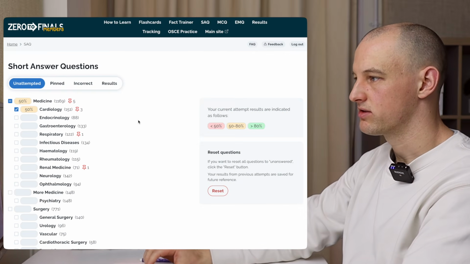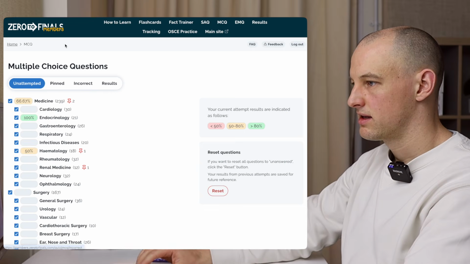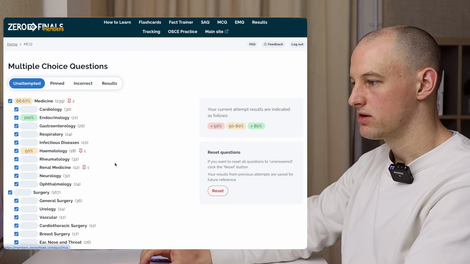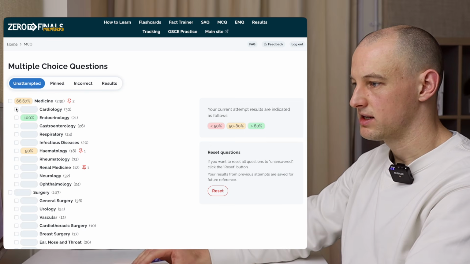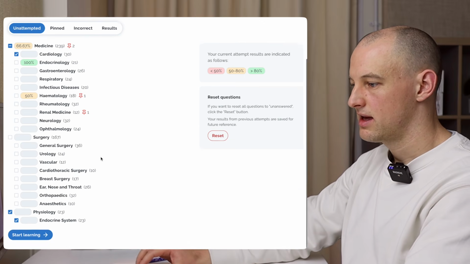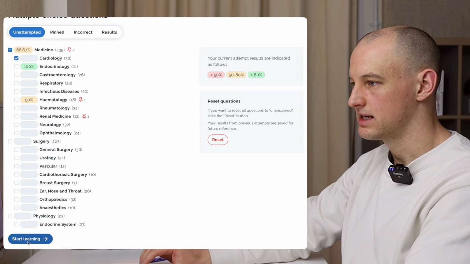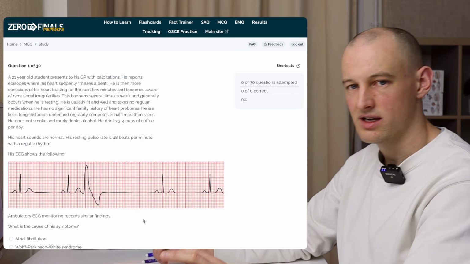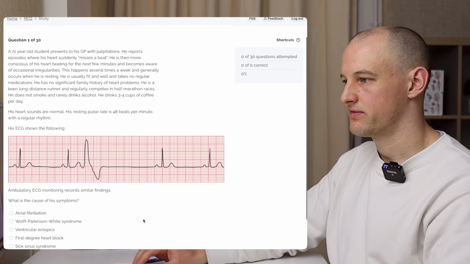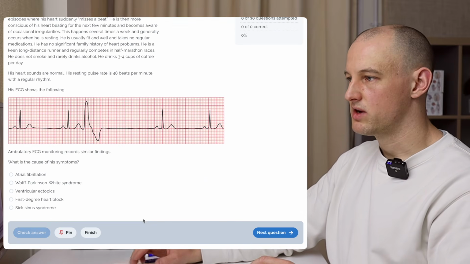we're going back to the Zero to Finals member site, and we're going to go to multiple choice questions. We're going to select cardiology here, and we're going to unselect that. We're going to start learning. So let's start doing some cardiology multiple choice questions. Okay, the first one. Question 1.